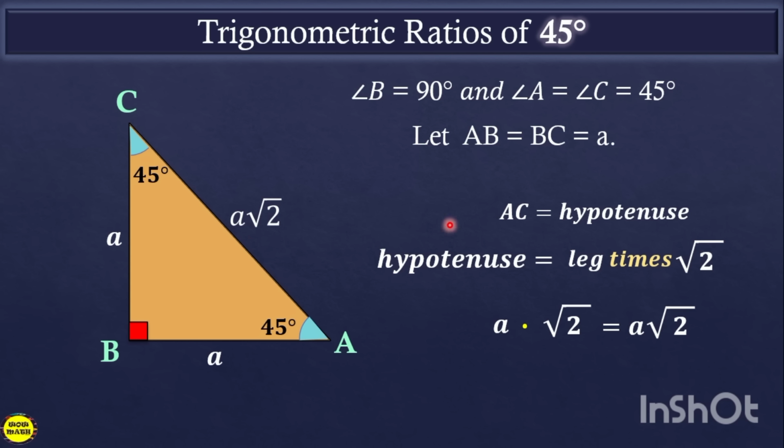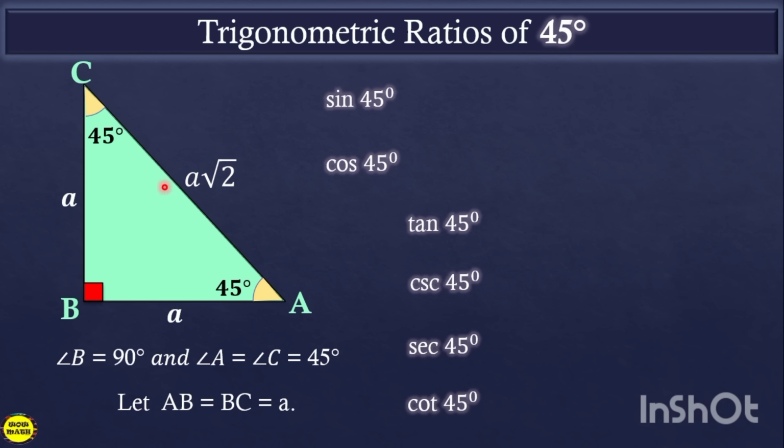So, ina-apply natin, that's why ni-review natin yung 30, 60, 90 at yung 45, 45, 90 special angles kasi magagamit nyo po yun dito. Okay, so let us find the trigonometric ratios of 45 degree angles since nakuha na po natin yung measure ng ating hypotenuse. So, sin 45 degrees, paano siya kukunin?